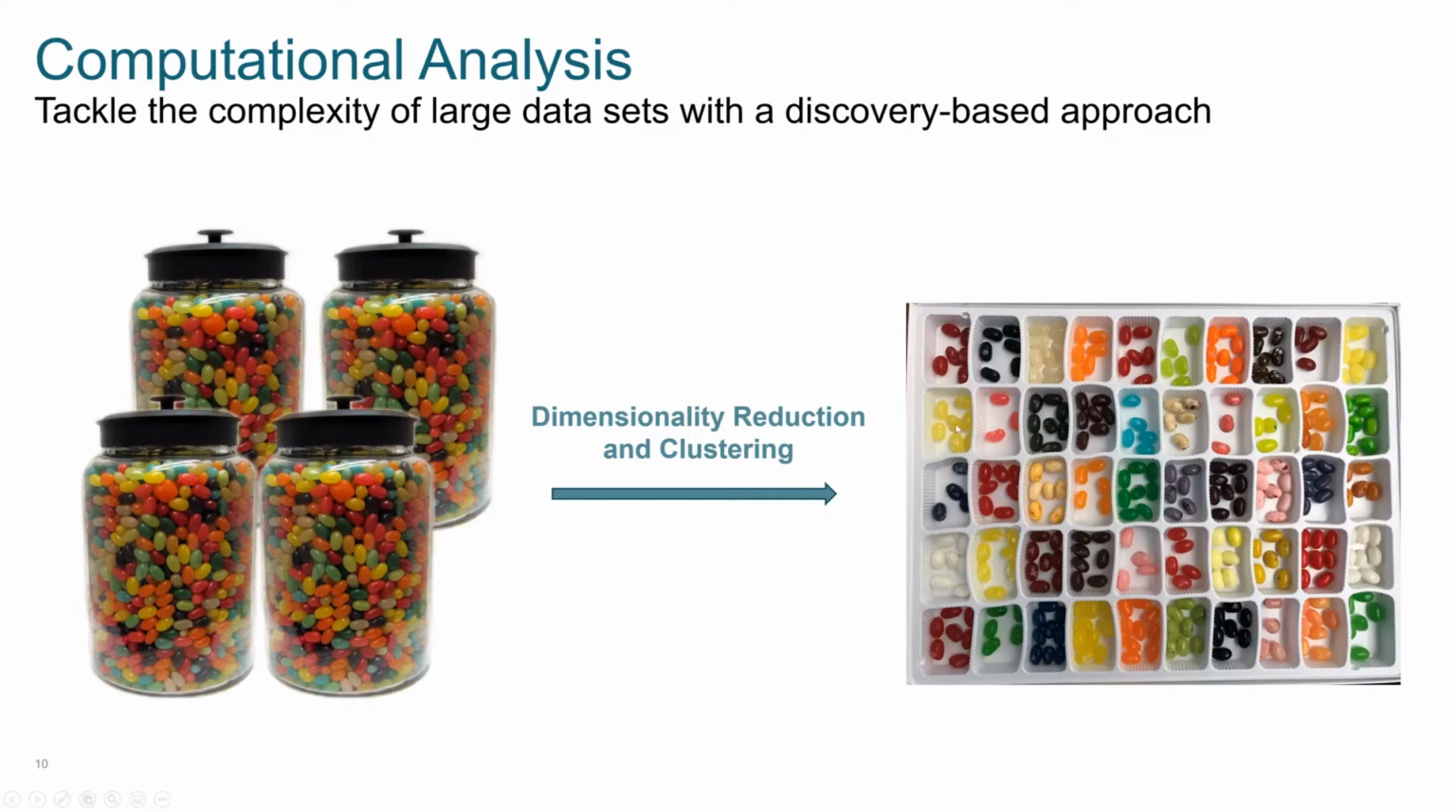So with dimensionality reduction, we can lay them all out nice and flat so we can see them and have them sorted by different colors or different flavors. The clustering is going to be these wells, right? So this is going to be a hard separation between all of these jelly beans so we can start to inspect them and classify them and ask what they are.